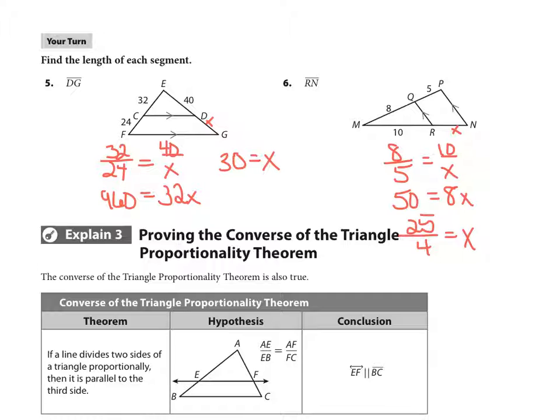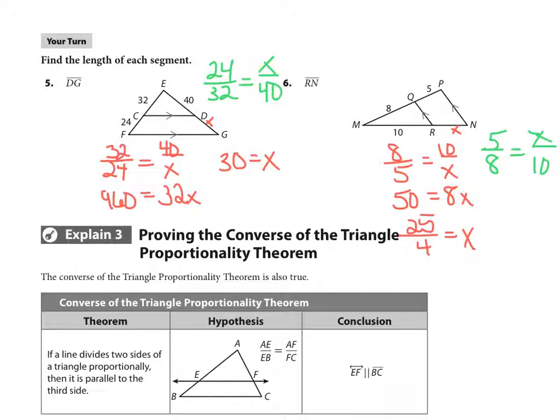All right, so for number 5, you should have gotten X equals 30, and for number 6, you should have gotten X equals 25 over 4. Now you can set these up either way. It doesn't matter. For instance, if I put 24 on the top, then as long as I put X on the top. And same here, I can put 5 on the top, but then I would have to put X on the top. And it will still work out fine.